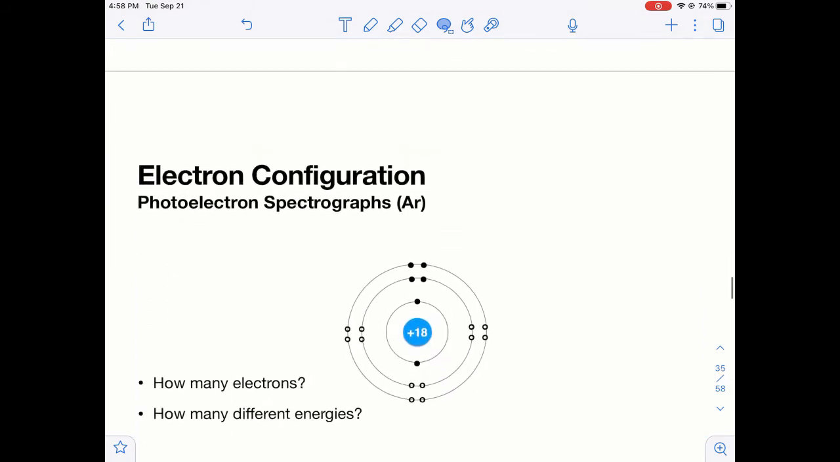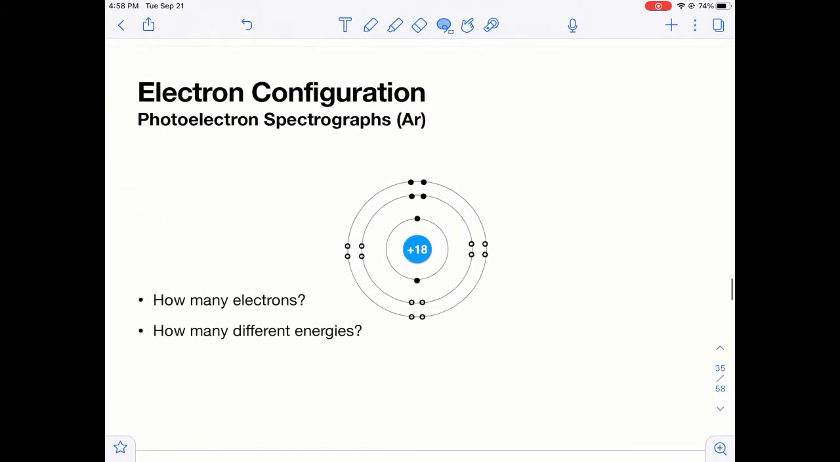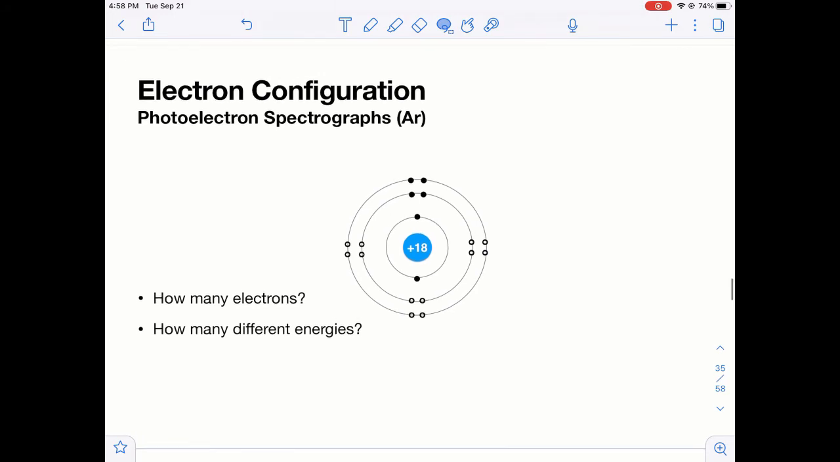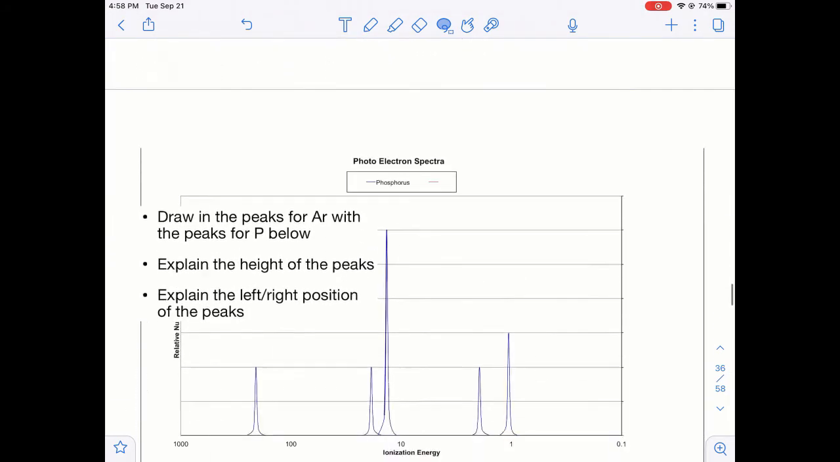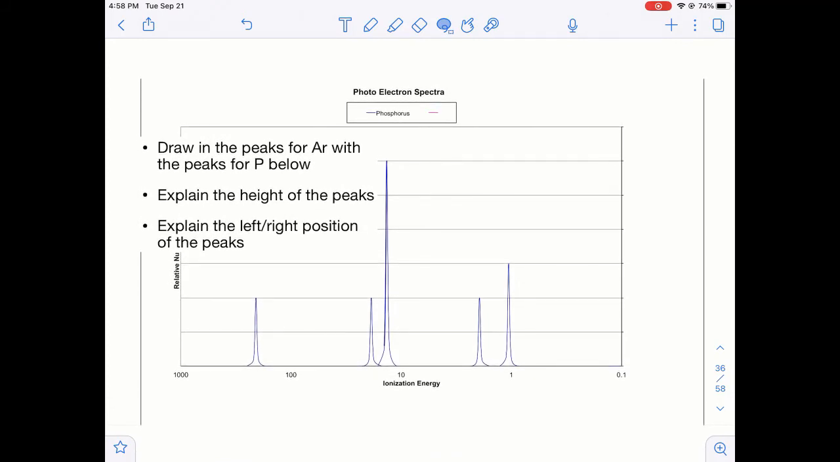For argon, I'm going to take the lazy way out. I'm going to copy these because if you haven't caught on to it yet, it's very repetitive. Oh, I do need to draw it. Nope. Change my mind. Because it's asking us to draw the peaks for the argon with the peaks for phosphorus below. So right now in this diagram, we have phosphorus being shown.